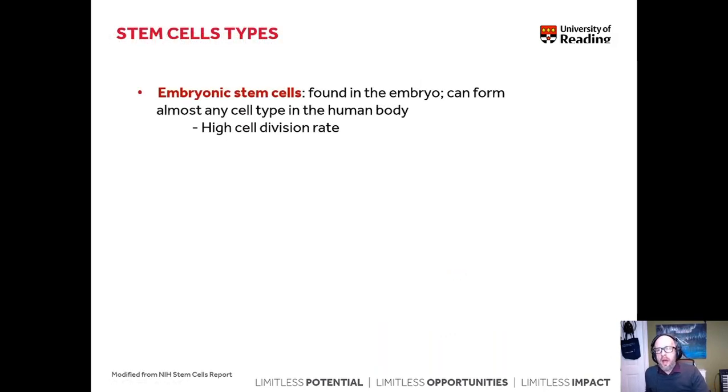Regarding the stem cell types, there are two major cell types that we need to be aware of. The first type being embryonic stem cells, which are found in the embryo. They can form almost any cell type in the human body and they have a very high division rate.